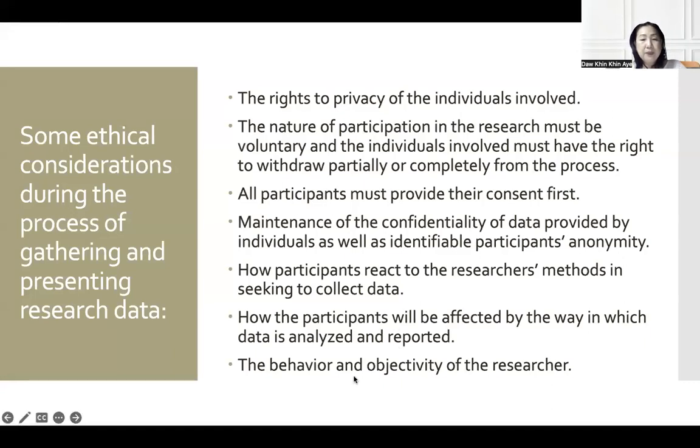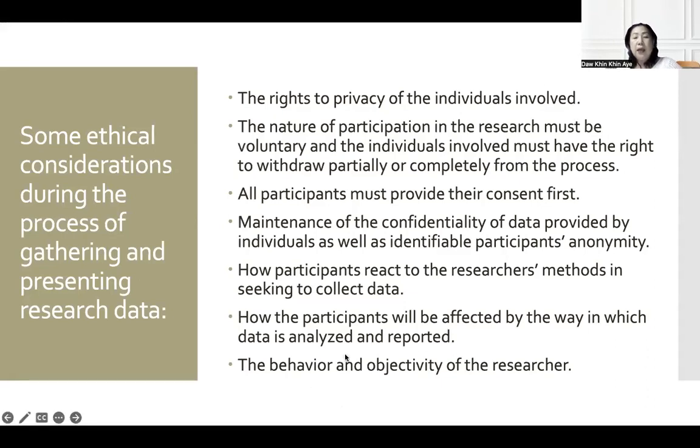procedures. For example, I just try to give one example. The right to privacy of the individuals involved. What does it mean? All the participants' personal information and everything must be private and confidential. That's why in the process of data collection and data analysis, and also when you report your research findings, this personal information must be kept confidential and private. In order for you to do so, when you record it, or even in your files, you need to use a pseudonym, for example, participant P1, P2, P3, without their name.